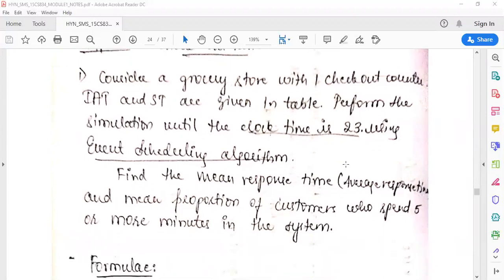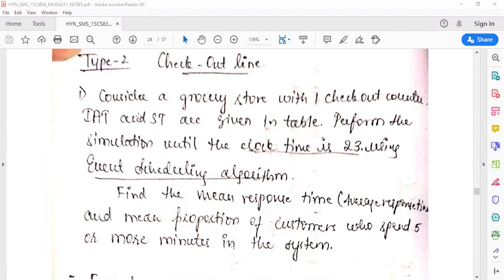Mean response time is nothing but the average response time, and the mean proportion of customers who spend 5 or more minutes in the system. So whenever they ask you to find the mean response time and the mean proportion of customers, at that time you have to go for the type 2 problem of event scheduling algorithm, which is checkout line simulation.